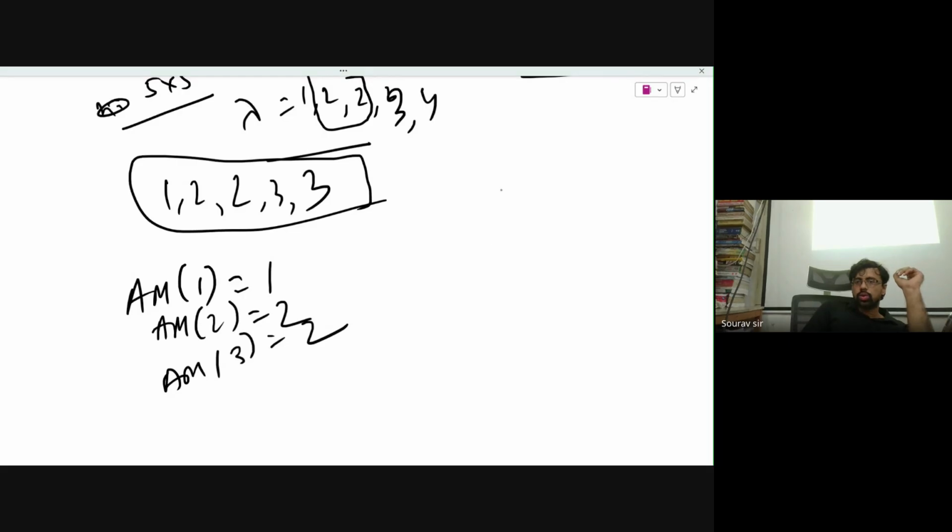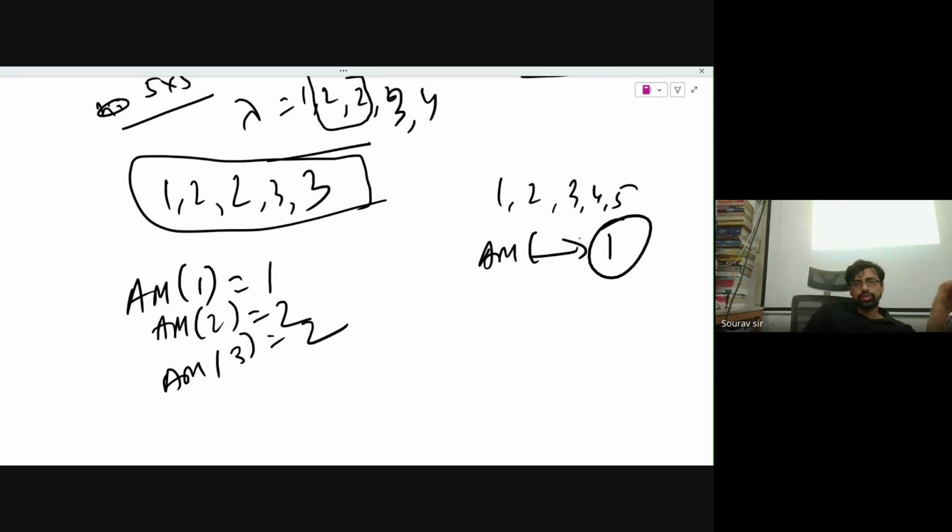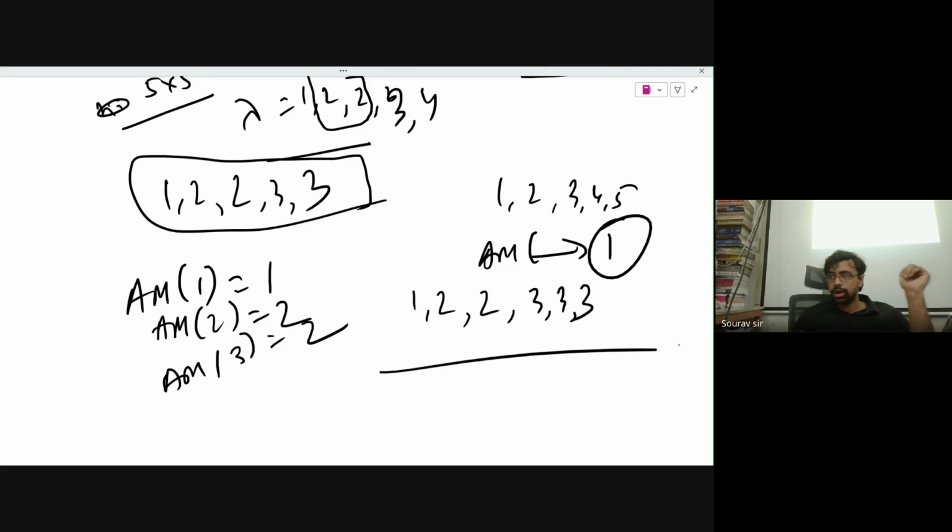तो अगर मैं लिखूं 1 2 3 4 5, what is the algebraic multiplicity? तो algebraic multiplicity by default is 1 if all values are different, है ना। फिर एक सवाल आ सकता है, what happens if it is 1 2 2 3 3 3 upward?